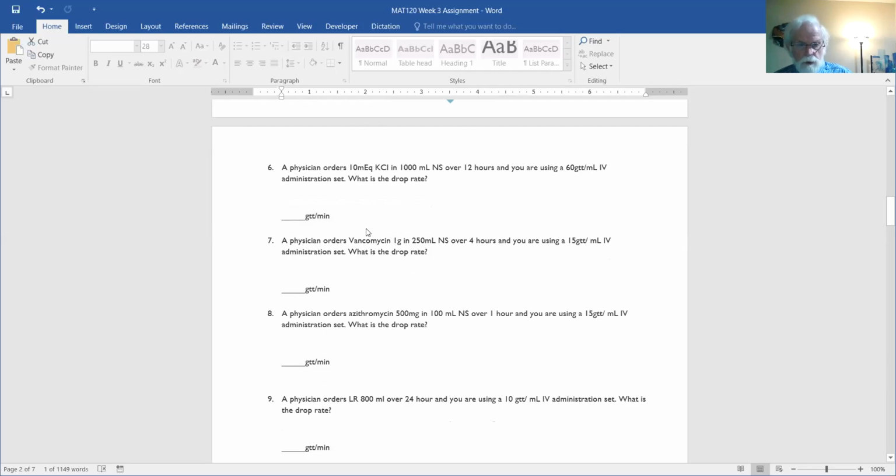Same with this one down here. We have vancomycin 1 gram and 250 milliliters over 4 hours. We don't care about vancomycin. We care about 250 milliliters.